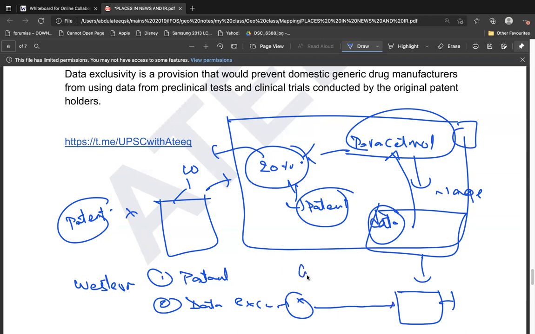What is a generic medicine? Generic medicine means it will have the same effect, same molecular composition and all. Everything is the same, but the brand name is different. That is called a generic medicine, which can be developed after the expiry of the patent. But it can be developed only if I have access to the data, or else I have to go through all the clinical trials again.